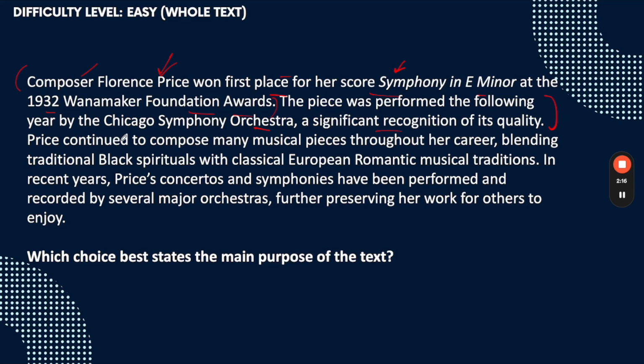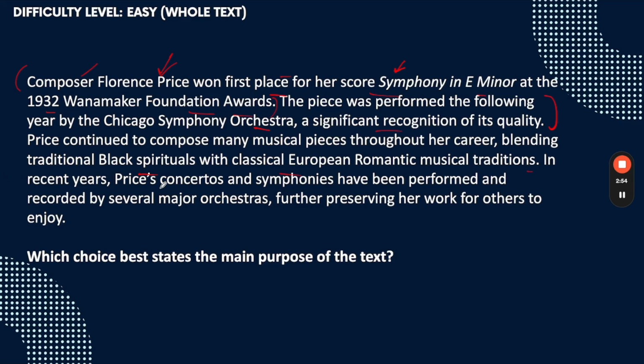Later, Price continued to compose many musical pieces throughout her career, blending traditional black spirituals with classical European romantic musical traditions. Now, what do I take away from this particular sentence? This sentence tells me that Price continued to compose. She continued to compose more music pieces. And how did she compose? She basically created a blend of two different things, right? Traditional black spirituals with classical European romantics. So all I need to take away is that she continued creating more music but in a certain blend, right? That's it.